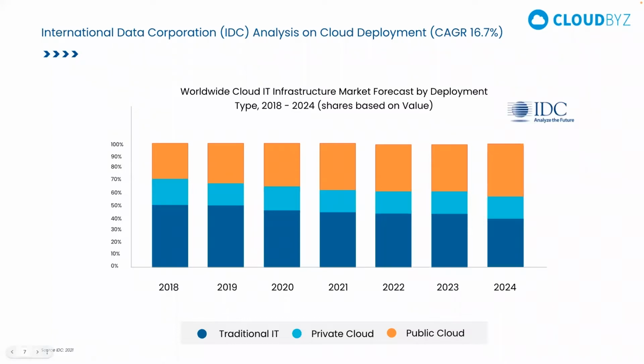Here, according to the analysis from the International Data Corporation, IDC, there is a net compound annual growth of 16.7% year-on-year increase in cloud deployment. In this slide, you can clearly see that from 2018 to 2022, there's a net growth of 16.7%. And here you can see the prediction till 2024, which clearly states that cloud deployment gradually increases as we move ahead in the years.